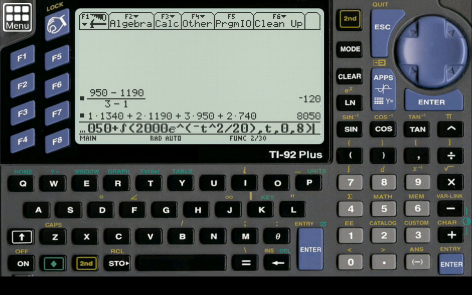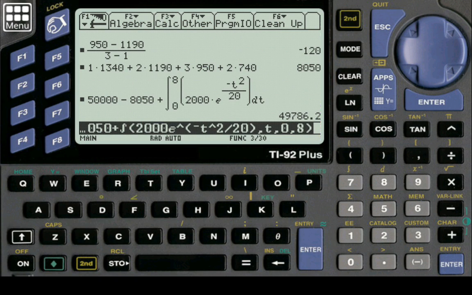We don't have the pretty print here. And they want this to the nearest liter, so you end up with 49,786. There you go, to the nearest liter. So you write that out: 50,000 minus 8,050 plus the integral from 0 to 8 of W of t dt is approximately 49,786 liters. Okay, good.